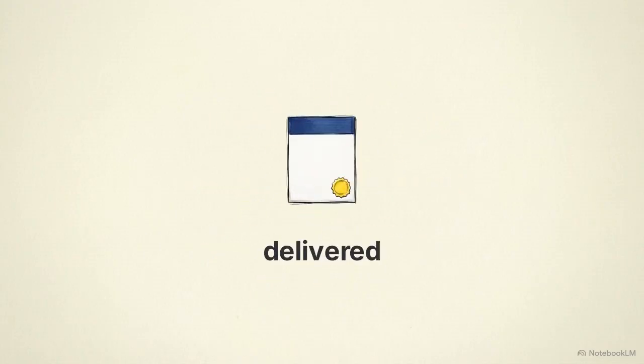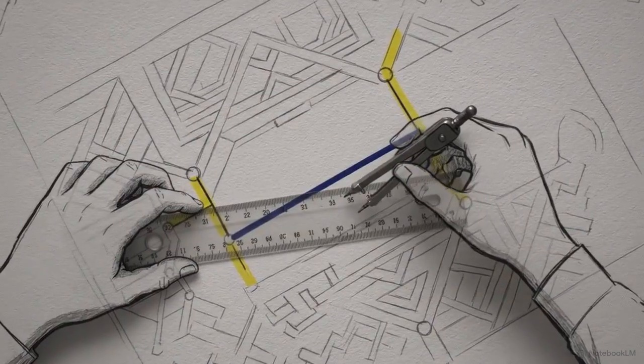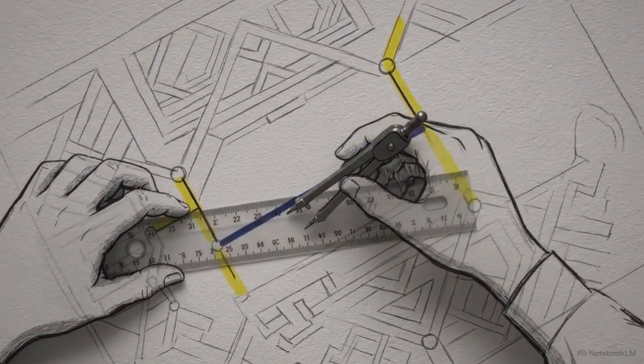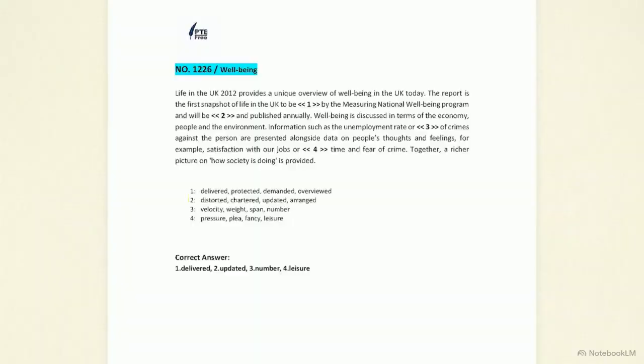This leads us to a specific rule of English phrasing called a collocation. When an official program produces findings for the public, they deliver a report. Delivered is the only choice that fits this grammatical requirement. By mapping the precise relationship between the subject and its action, we bypass the trap of repeated words and select the answer with confidence. For the second blank, we have the options: distorted, chartered, updated, and arranged.